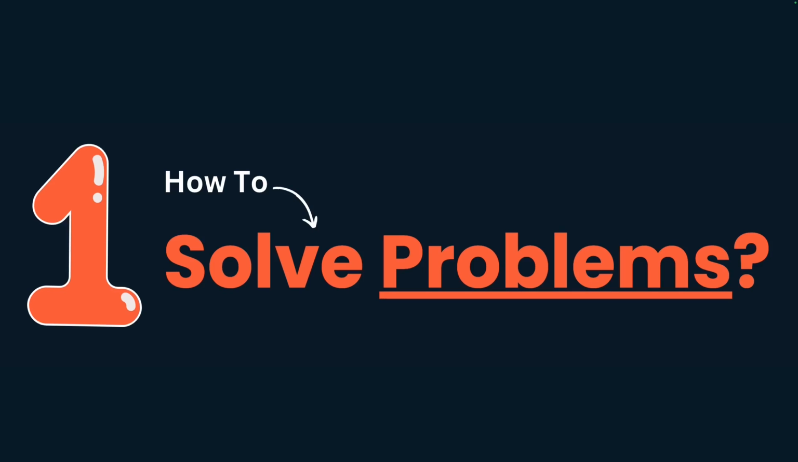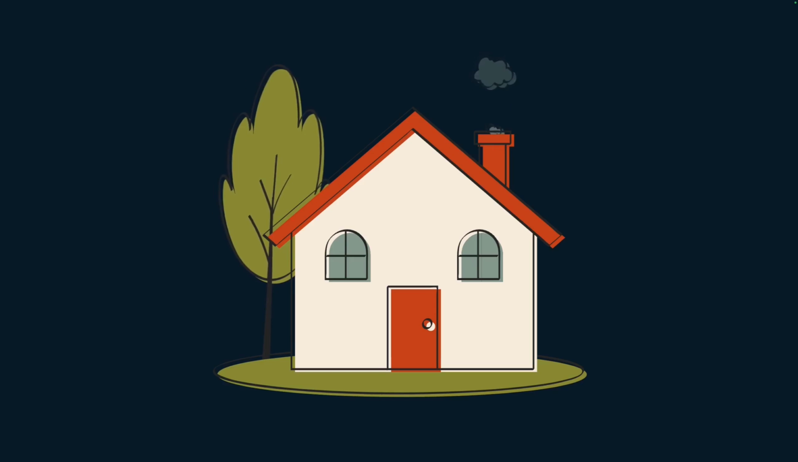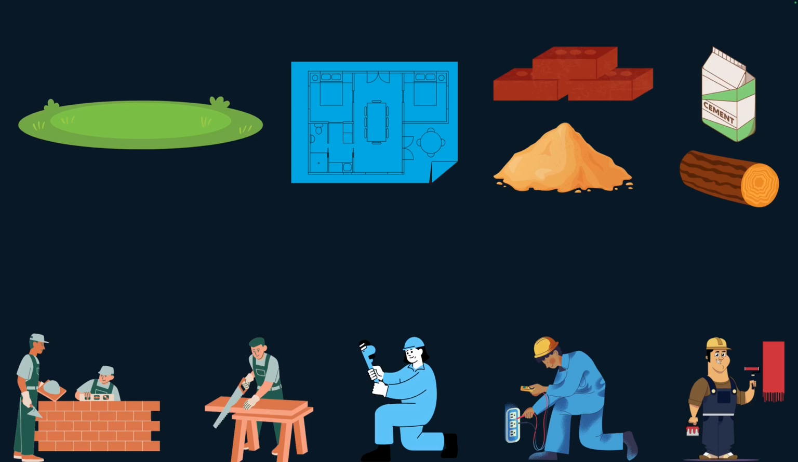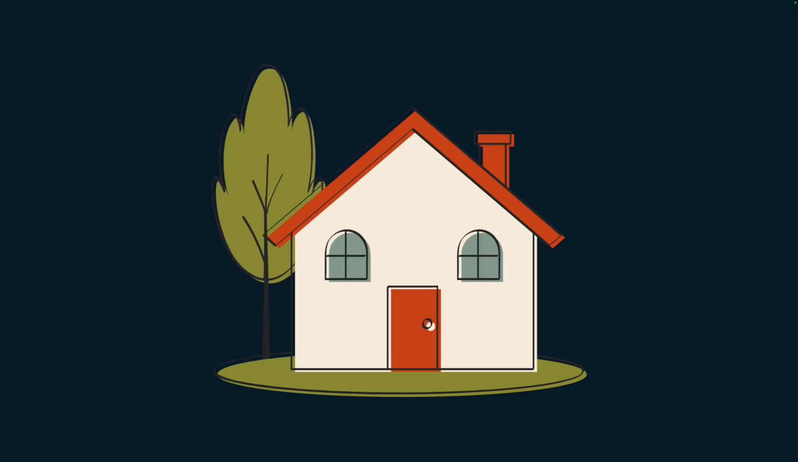Let's start with problem solving. A better programmer knows how to solve problems. Suppose you are building a house and you don't have any idea of how to build a house. You are not an expert, but minimally you know that you need land. You need a project plan, you need bricks, cement, wood, all these raw materials, and then you have to employ people to build the house: a carpenter, plumber, electrician, painter, and finally you get a beautiful house in your hand.